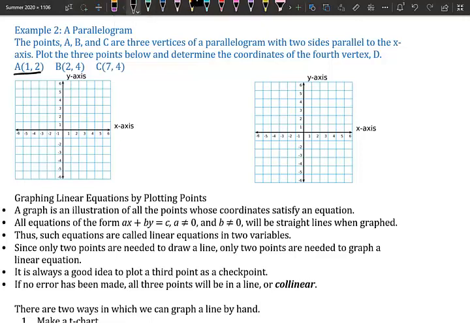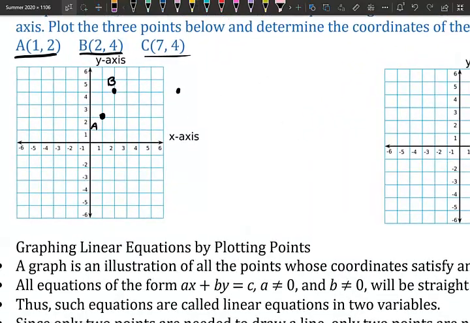So we have 1, 2, so I'm going to go right 1, up 2, and that's A. Then I have 2, 4, so I'm going to go right 2, up 4, and that's B. And then C is 7, 4. So right, I didn't go to 7, just pretend 7's there, and I'm going to go up 4. So we're going to connect the dots, like how your eyes would connect the dots. Wouldn't they connect like this? Wouldn't your eyes see this?